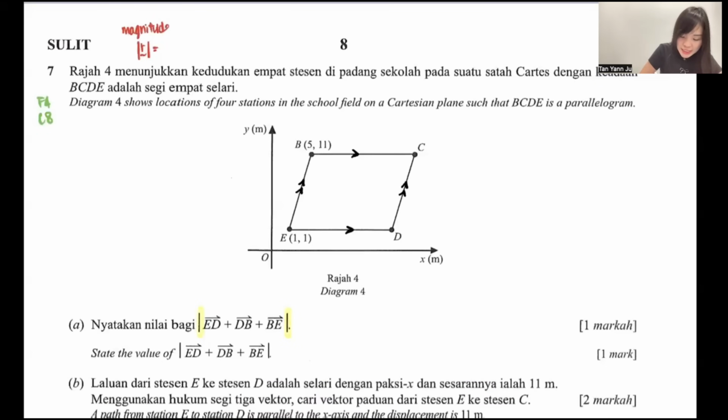Magnitude means distance. Distance means how long they are. So guys, magnitude actually does have a formula. Maybe you need the formula if you have the vector, but if you don't have it, let's have a look at it first, okay?